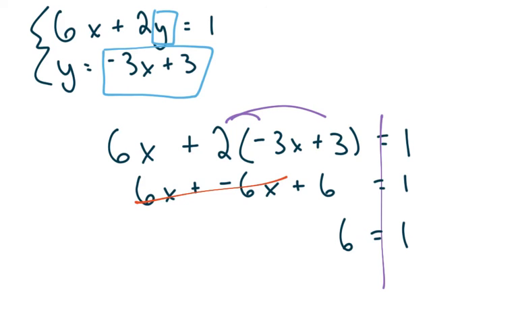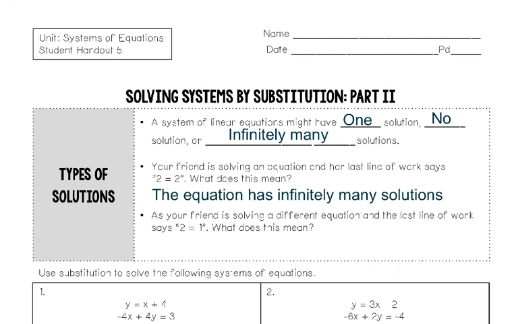Huh? 6 doesn't equal 1? What are you talking about? Same thing that this girl is saying. So she says she got a 2 equals 1 on the end of her graph. Let's look at this and see if we can figure out what happened here.